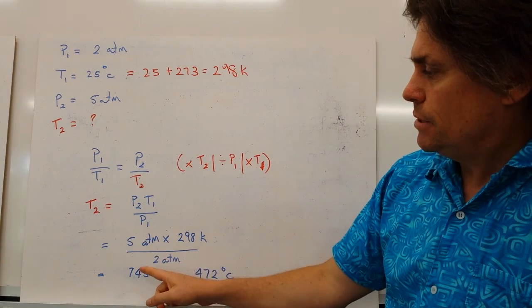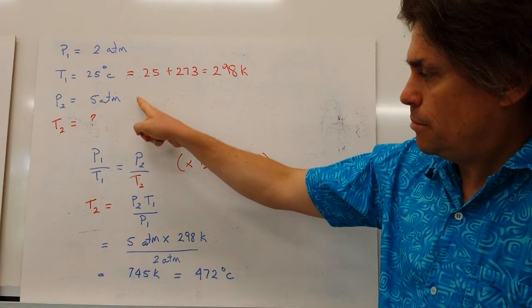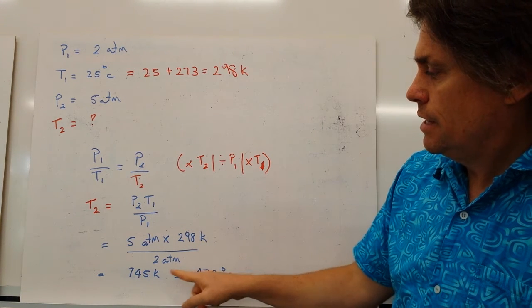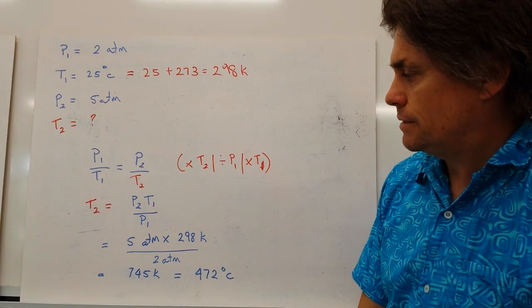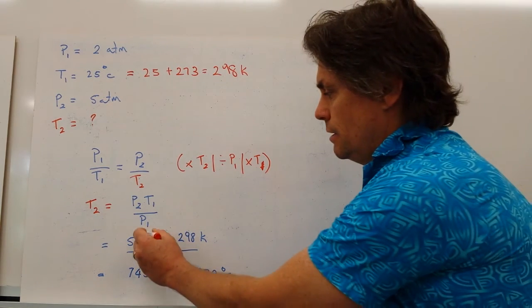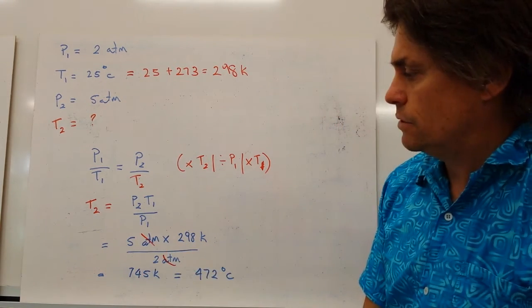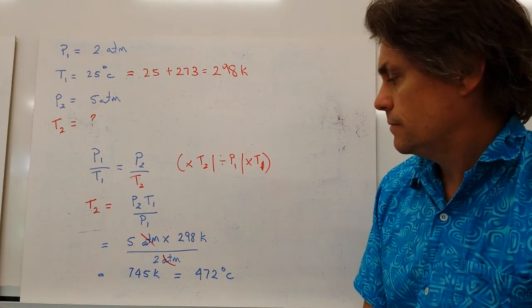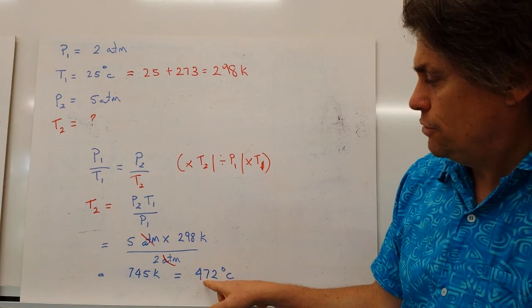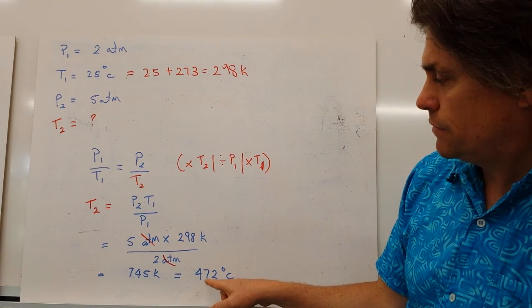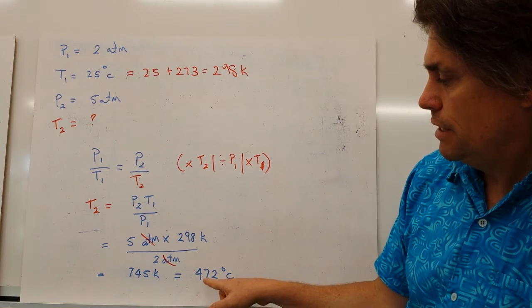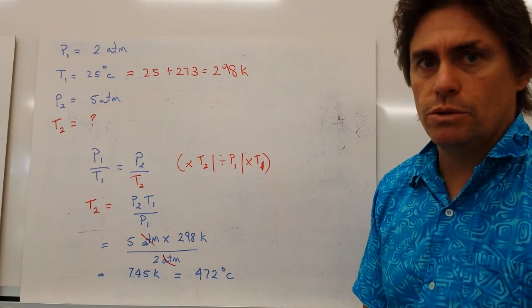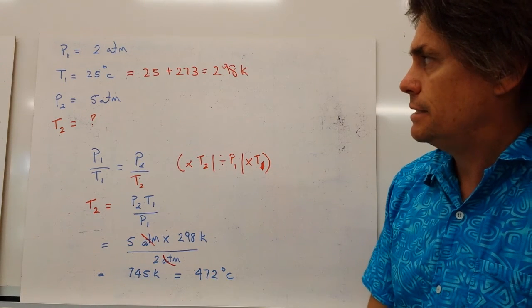So if we put in our numbers, we've got 5 atmospheres as our P2 times our 298, we must have it in Kelvin, divided by our 2 atmospheres. And if we do this calculation, we've got atmospheres on the top, atmospheres on the bottom, we end up with 745 Kelvin. If we convert that back to degrees centigrade, we have to subtract 273, we get 472 degrees centigrade.